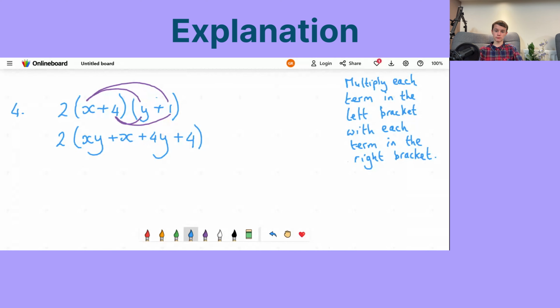And then you have to multiply that by the 2. So it's 2xy plus 2x plus 8y plus 8. And that is your answer. All of the variables are separate, so we don't need to simplify.